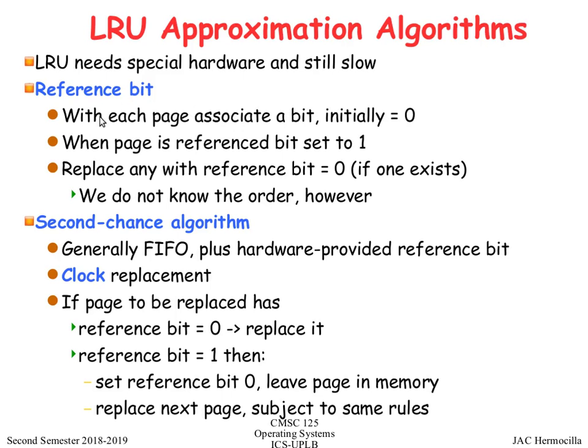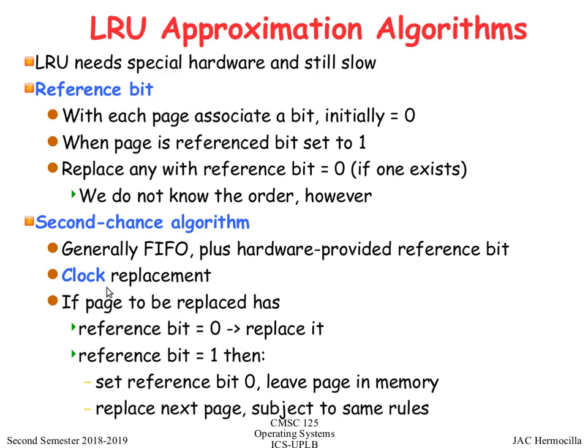Right? So we usually have a reference bit, right? With each page we associate a bit. Initially set to 0, and when that page is referenced, that bit is set to 1. Right? You replace any with reference bit 0 if one exists. Right? So basically you have to look at the reference bit. Kung 0 siya, okay, siya yung mga i-replace mo. Right? Kasi hindi siya ginagamit.